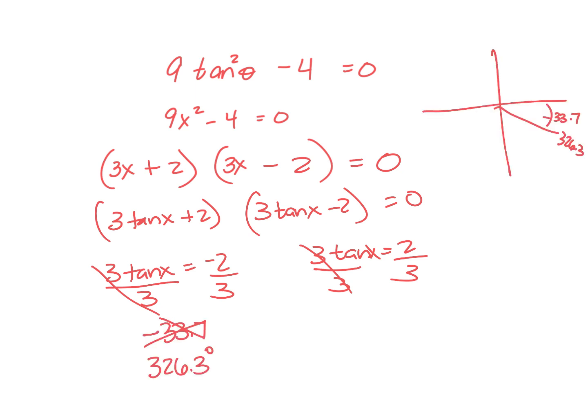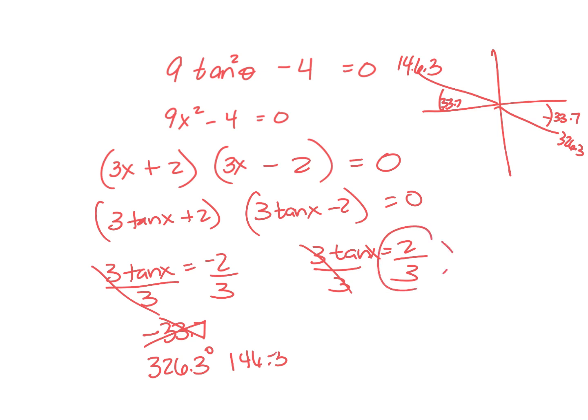Where else is tangent negative? Third quadrant. Or, I'm sorry, second quadrant. So what we're going to do is 180 minus 33.7 to get this number right up here. What do we get? 146.3. 146.3 is correct. So that's the second one.